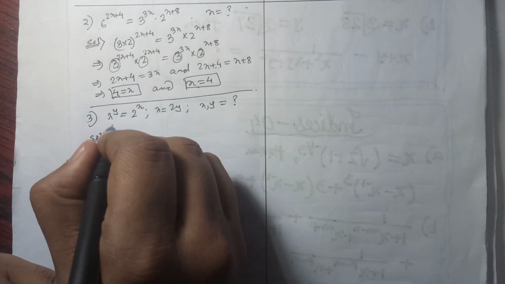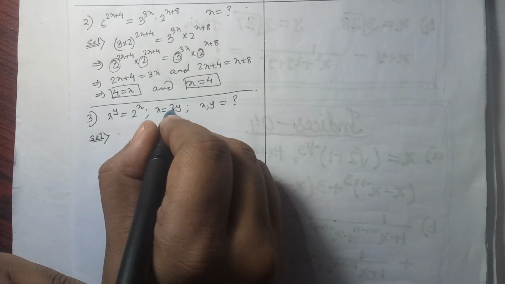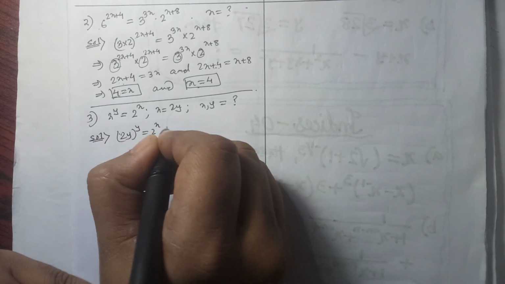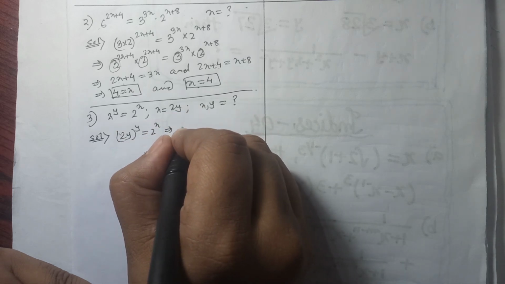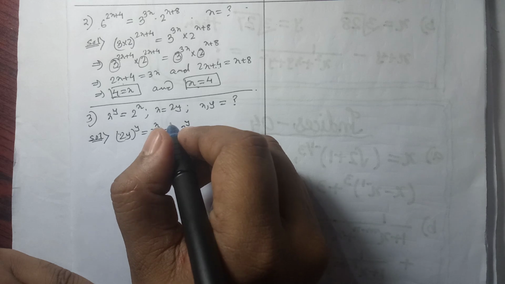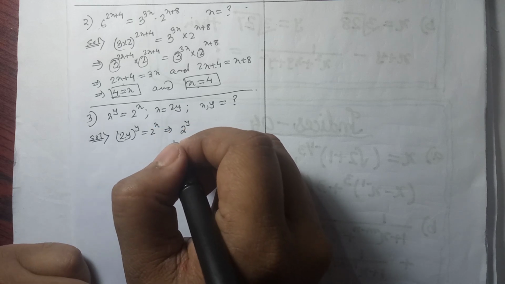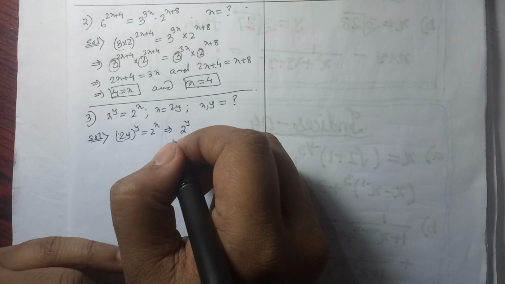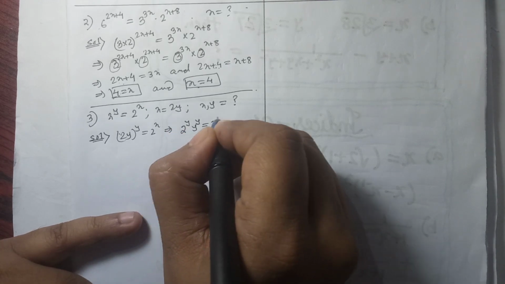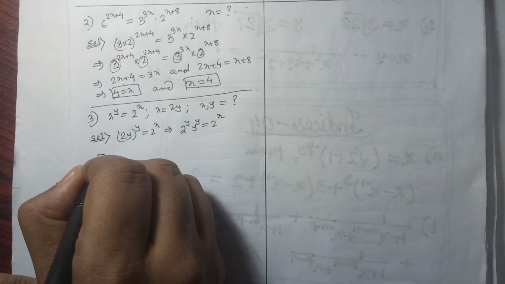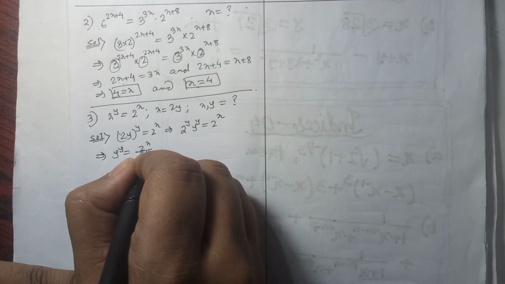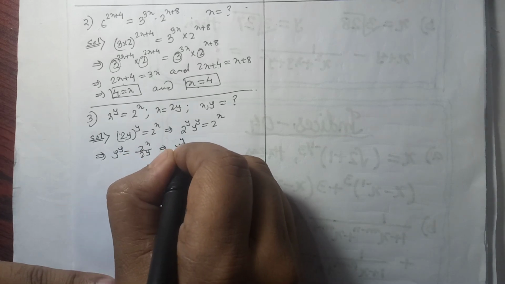So I can write x is equal to 2y. So 2y to the power of y is equal to 2 to the power x. So 2 to the power of y into y to the power of y is equal to 2 to the power of x. This gives us y to the power of y.